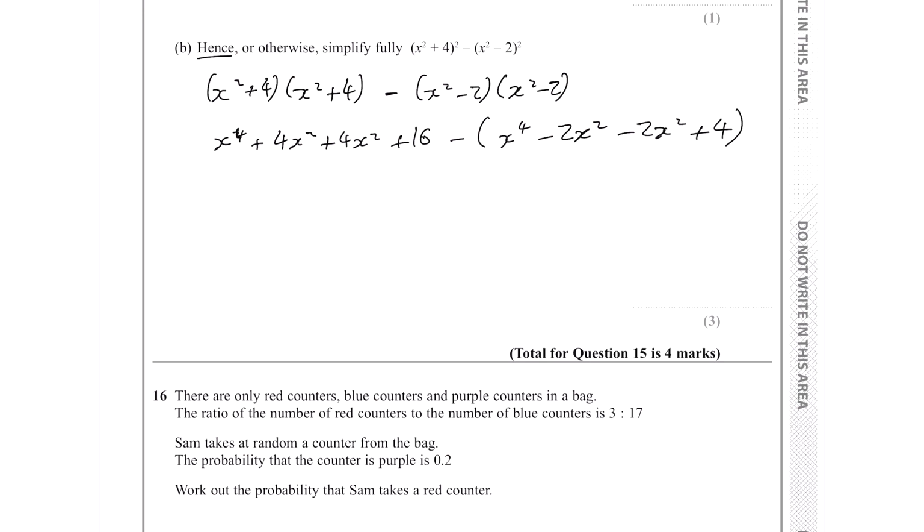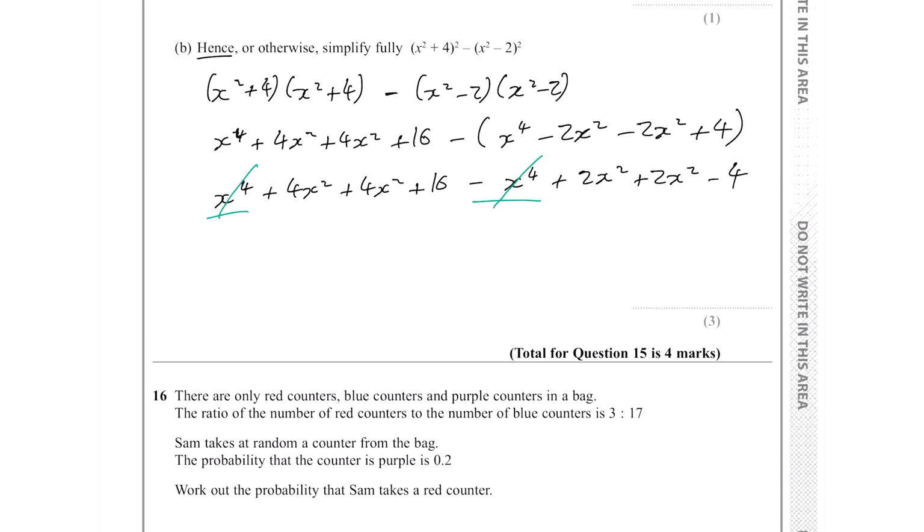And finally, let's tidy this up a bit. Let's expand them brackets out. So we have x to the power of 4 plus 4x squared plus 4x squared plus 16. So that's going to be minus x to the power of 4. Now the minus and a minus here become a plus. Same here. And here the minus and the plus become a minus. So now we can start to collect like terms. So we have x to the power of 4 minus x to the power of 4, so they can cancel out. We're essentially just minusing one thing from another.